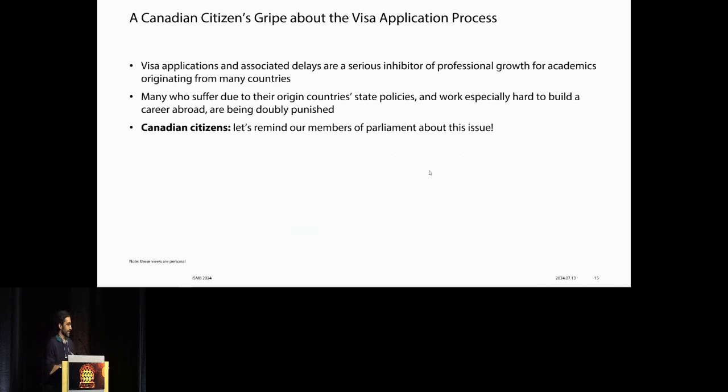And before I finish, I want to bring up a fact that with this conference being in Canada and with previous conferences in Canada having issues with several people not being able to get visas, and this essentially acting as a double punishment because said people have to undergo many hardships trying to build careers abroad. I think myself and other Canadian citizens in the audience should really bring this up with our members of parliament so we can let them know that this is a real issue that we need to overcome.